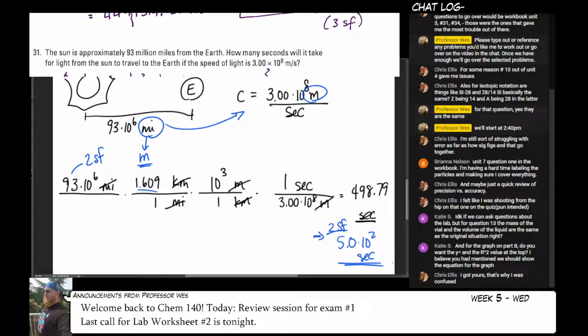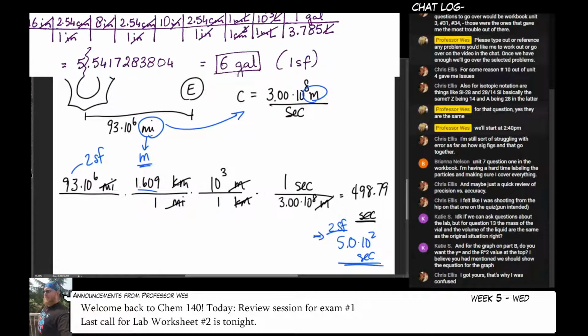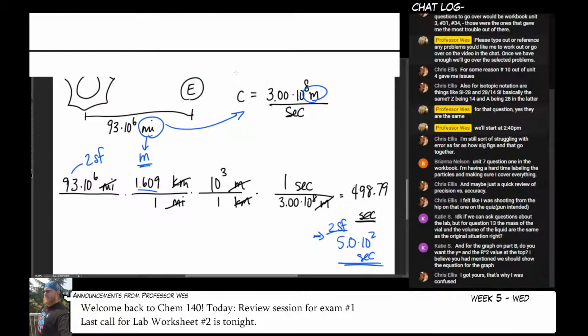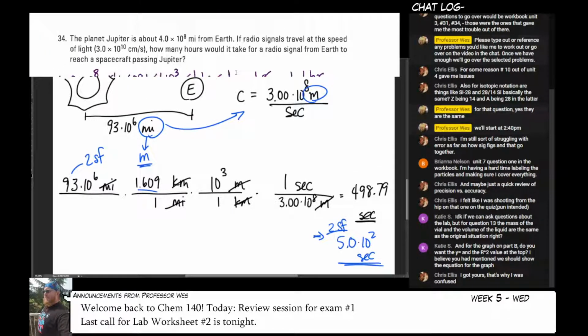All right, so there's that one. And then 34, you said. So let's find 34. That's unit 3. Wow, you guys don't like astronomy, do you? Jupiter is 4 times 10 to the 8 miles from Earth. Radio signals travel at the speed of light. How many hours would it take for a radio signal from Earth to reach a spacecraft passing Jupiter?